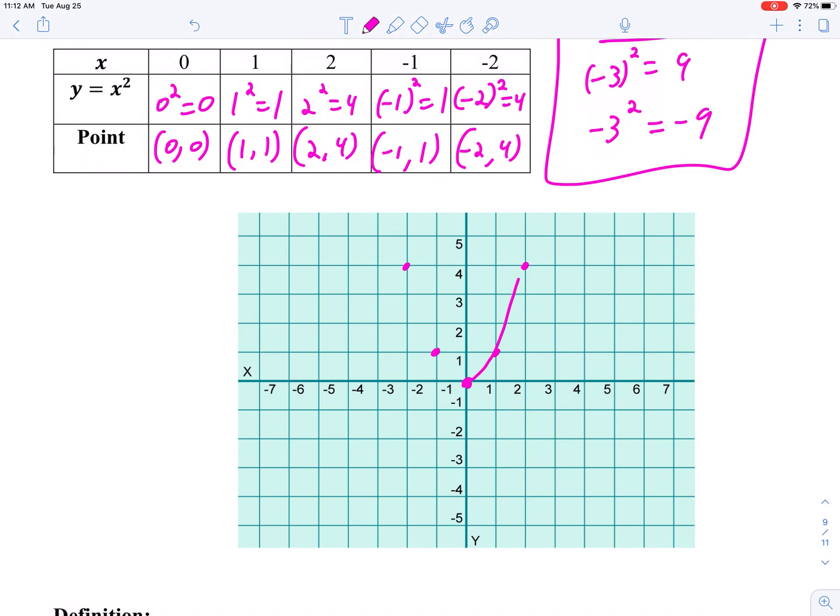All right, and we draw it in. And I know it's kind of tight here, but you got to try to draw these lines slightly curved. Okay, don't draw them straight. They're not straight lines, they're curved lines. And don't forget to put the arrows up at the top like that. Okay, and there we go. We graph this function using a table.